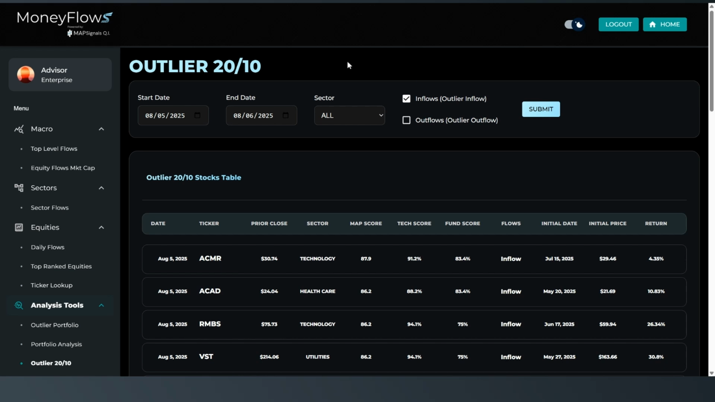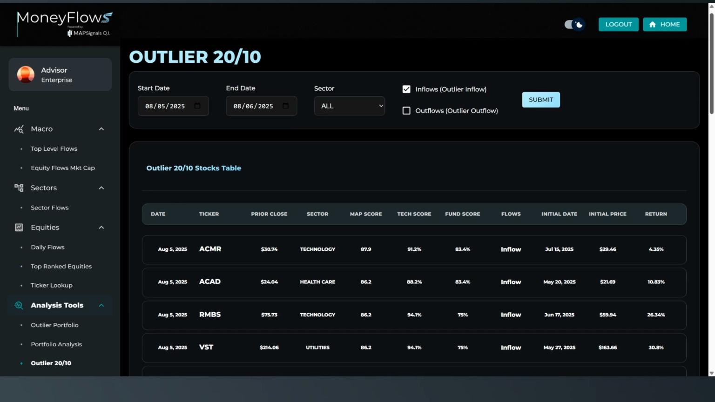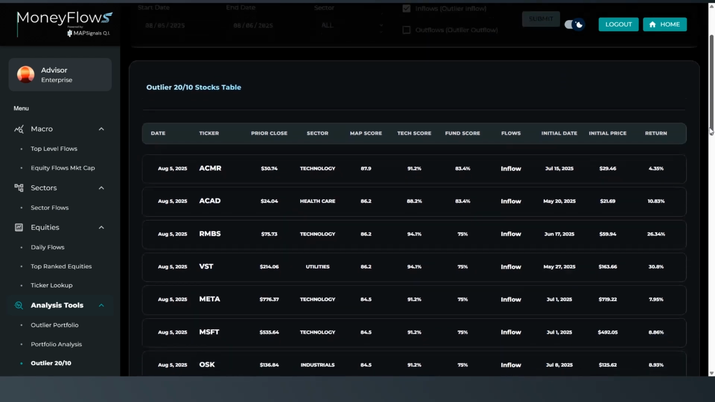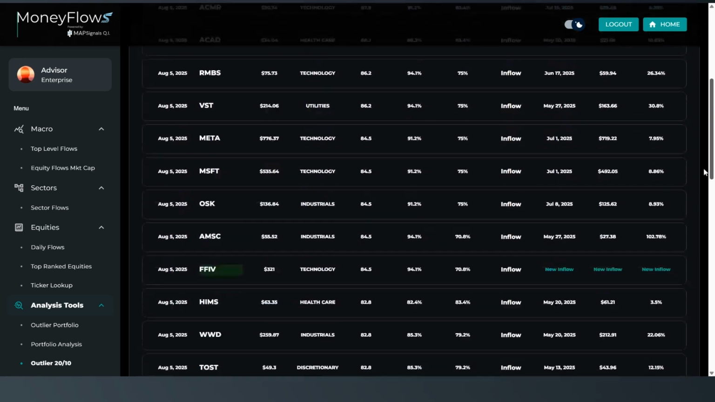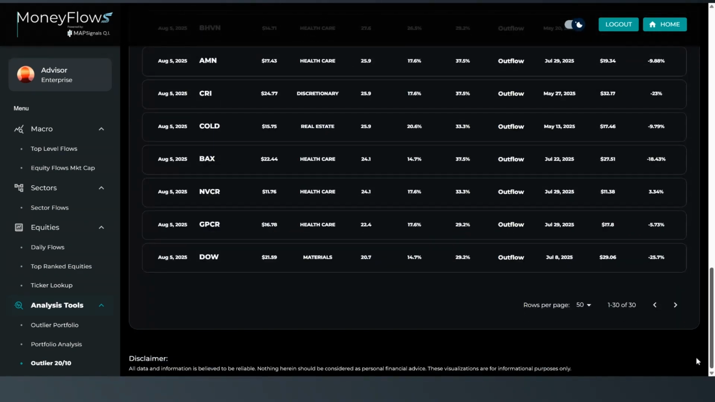Here's our Outlier 20/10. This is our Tuesday report that comes out every Tuesday morning, and it showcases the top 20 ranked stocks with inflows and the bottom 10 with outflows. Here we've got August 5th, and you can see it right here. These are our top 20, and these are our bottom 10.